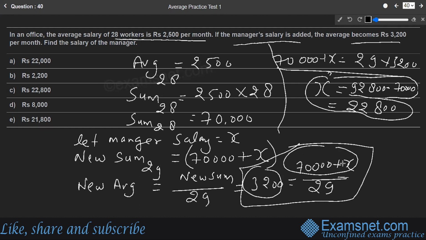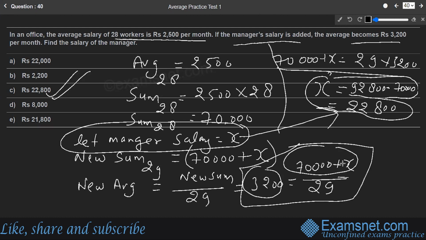And we had assumed x to be the manager's salary. So that is the manager's salary, 22,800. Let's see where it is available. It is available in option number C. So that becomes the right answer for us.